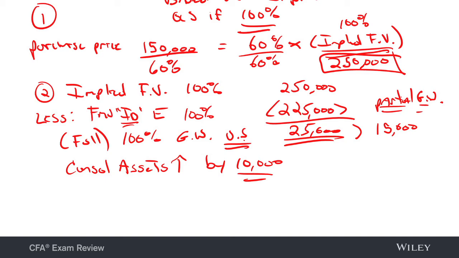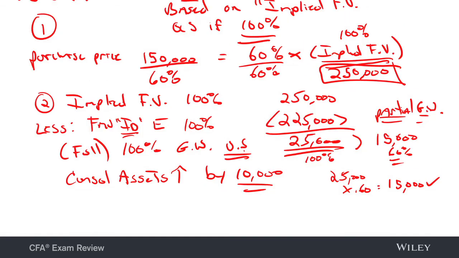And you've got a check figure here. 15,000 should be 60% of the full goodwill. So I check myself. 25,000 times 60%, is that in fact $15,000? Yes, it is. So this is 100% of the goodwill. This is only 60% of the goodwill. Alrighty, so consolidated assets, if you do the full goodwill, are going to be higher by 10,000. Okay, now step 3 under US GAAP.